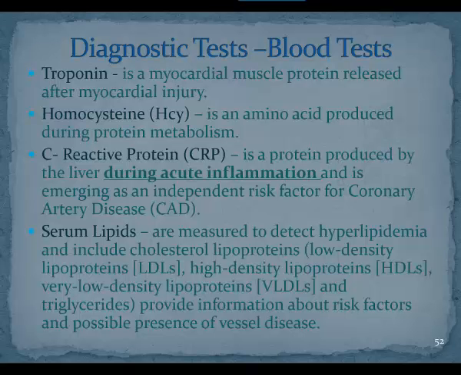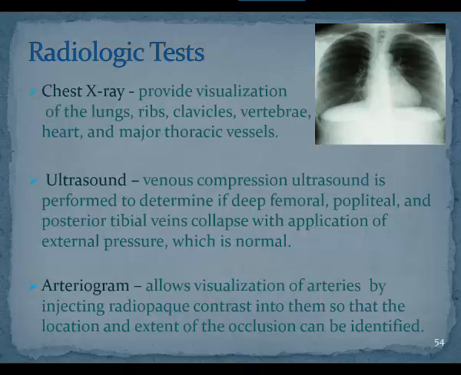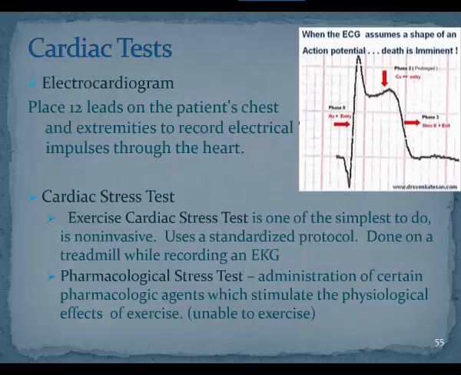Specific blood tests are drawn with suspected heart-related problems, including troponin, which is one of the most sensitive markers. This slide shows the onset, peak, and duration of specific cardiac markers. With specific cardiac-related problems, diagnostic radiologic exams are taken, such as chest x-ray, ultrasounds, and arteriograms. And finally, cardiac electrical problems are assessed with a 12-lead EKG and/or stress test.